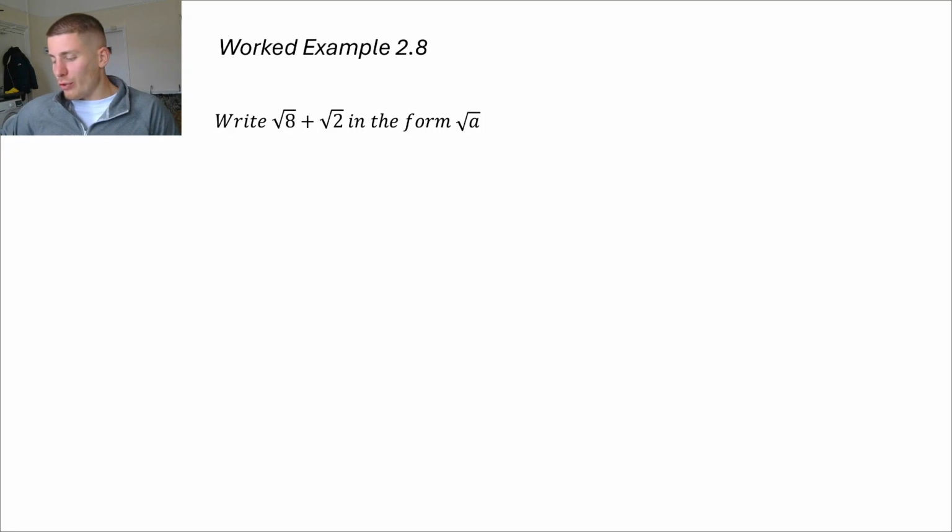This first one, let's go through it. We've got root 8 plus root 2 in the form root a. And just by looking at this, you've got to be a little bit careful because it's not saying write it in the form k root 8, which is what we think it might be. You can't have a number with a surd. It's just going to be a surd on its own.